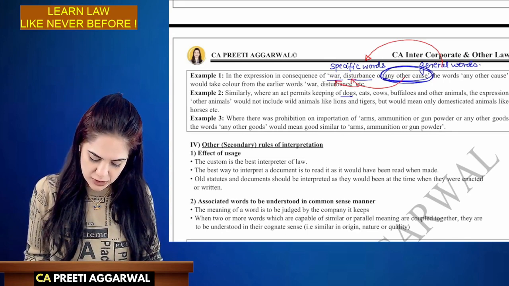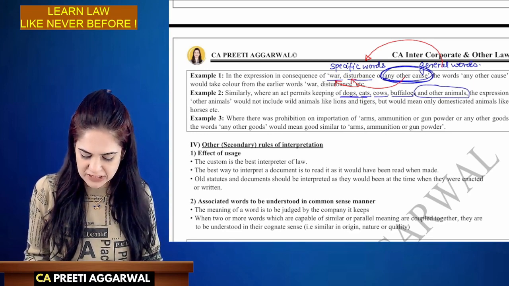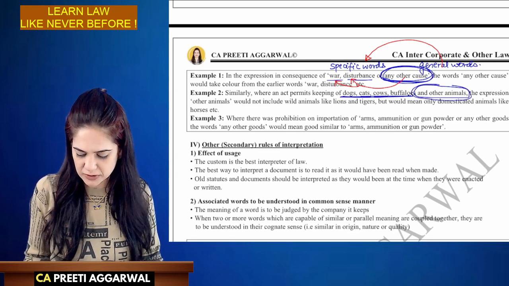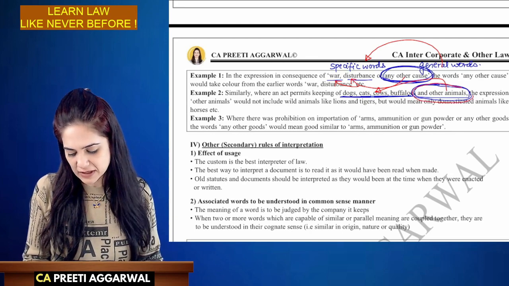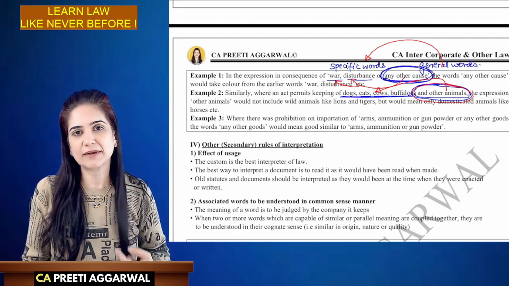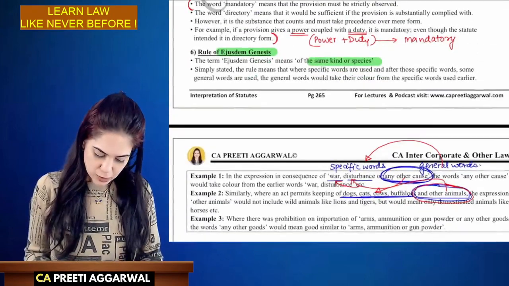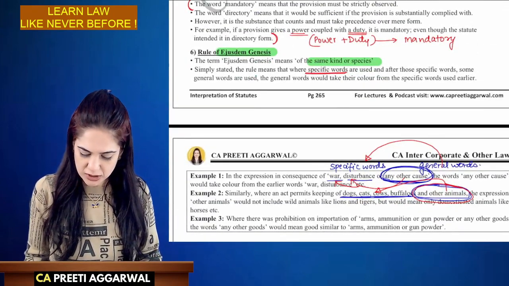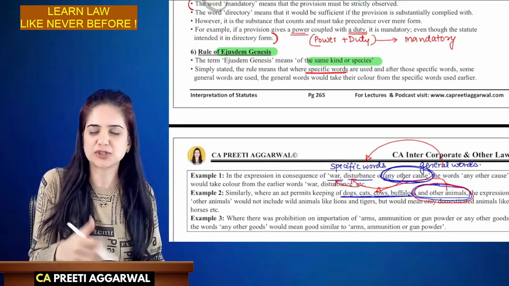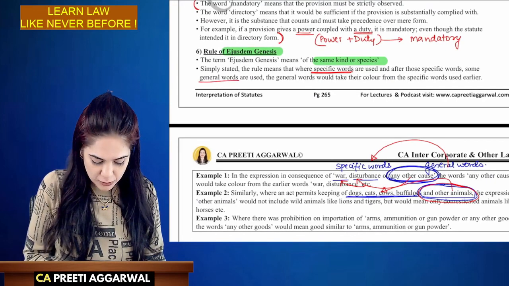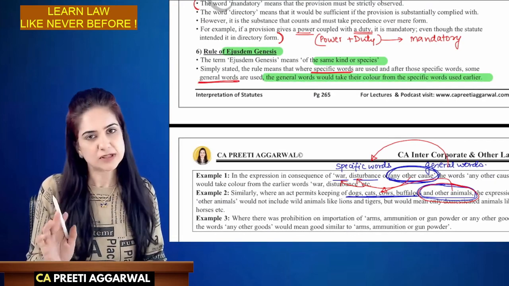If I use the words dog, cat, cows, buffalo, and other animals, if there are specific words followed by general words, then the general word will derive their color from the specific words. This and other animals will not include wild animals. It will include domestic animals only. So when there are specific words which are followed by general words, then the general word would derive its color from the specific word.